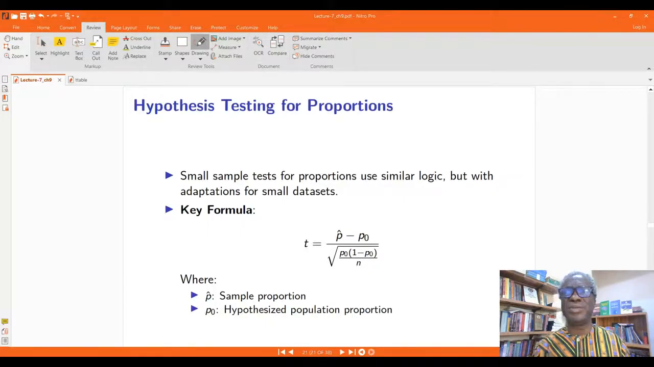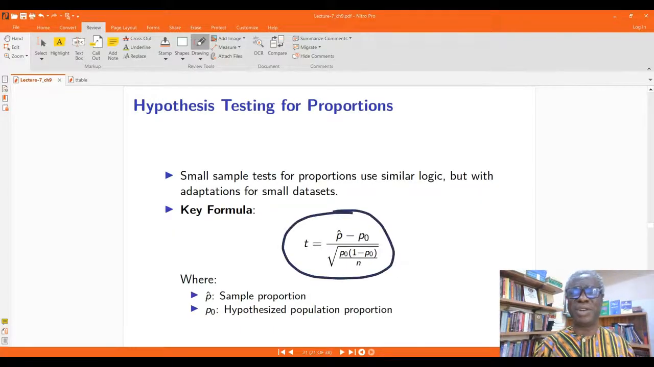So the process is the same, only that the expressions for calculating the t statistic, both for a single population and for two populations, are slightly different. So we start with the single population. So this is the expression.